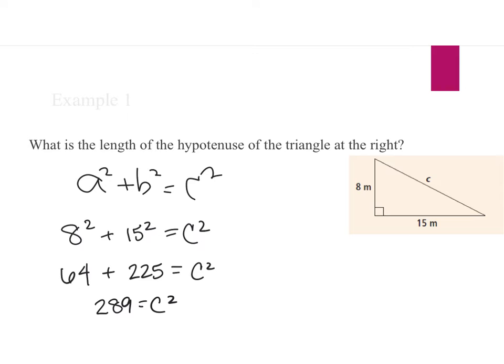What I have to do now is find just the side length c. To do that, when I look over here at my equation, I see that I have a c squared. So to undo that square, I need to square root both sides. When I square root c squared, I end up with c. The square root of 289 is actually 17. Because the units on my other legs are in meters, I know that the length of c is 17 meters.